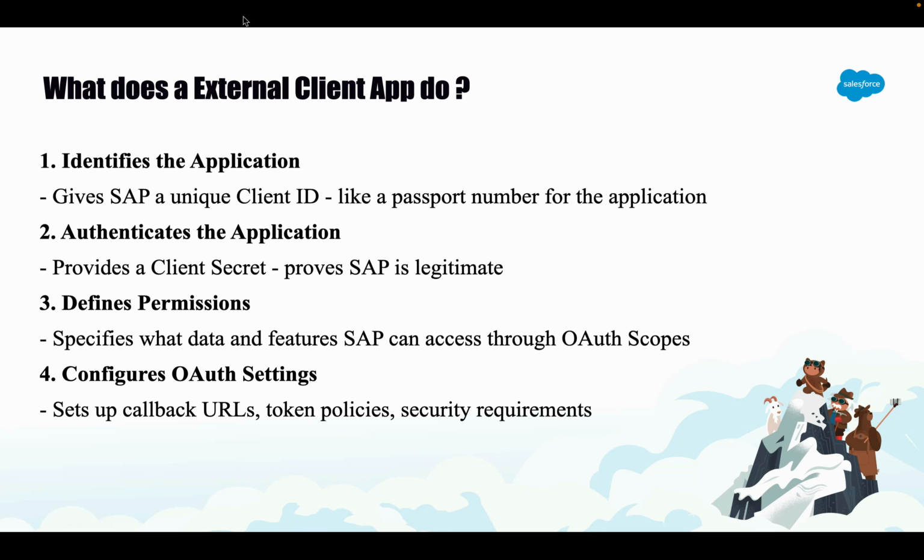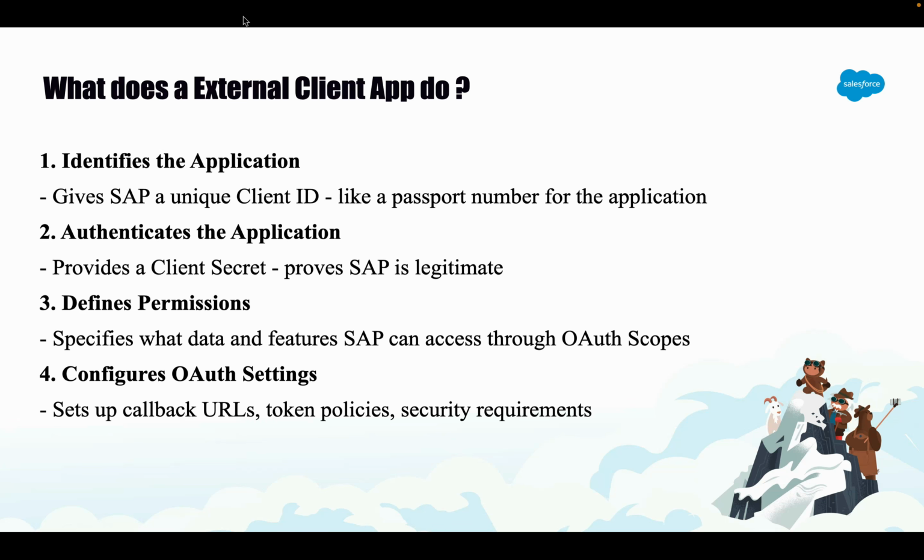So the second step comes in, which is authenticates the application. Now how does this work? This works with the help of the client secret. The client secret proves that this is really SAP, not someone else pretending to be SAP. So Salesforce verifies whether this secret matches the one stored in the connected app settings. If yes, then Salesforce issues an access token. But if not, then your request will get rejected. So this happens in step 2.